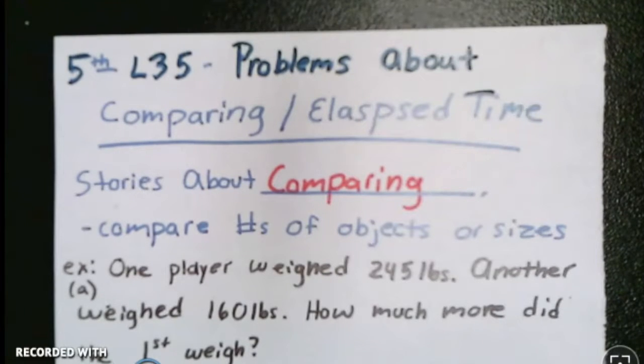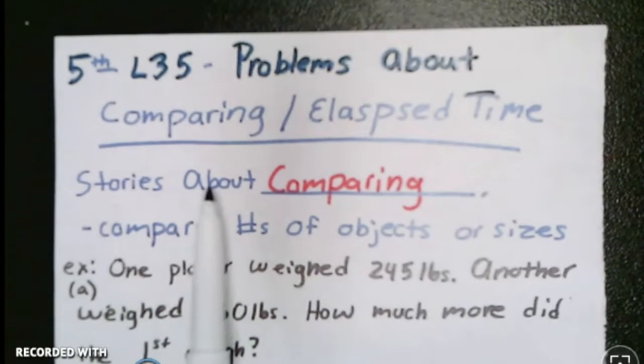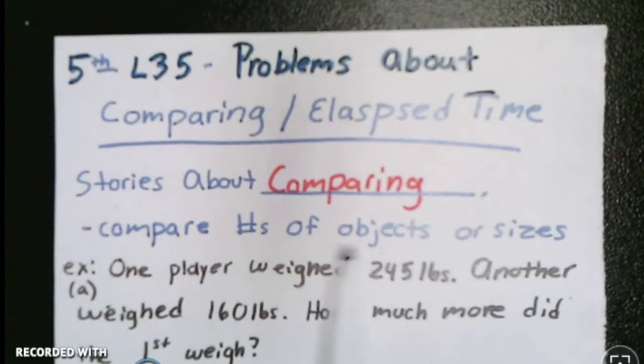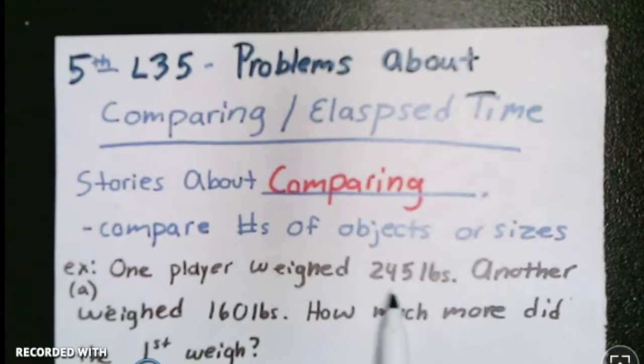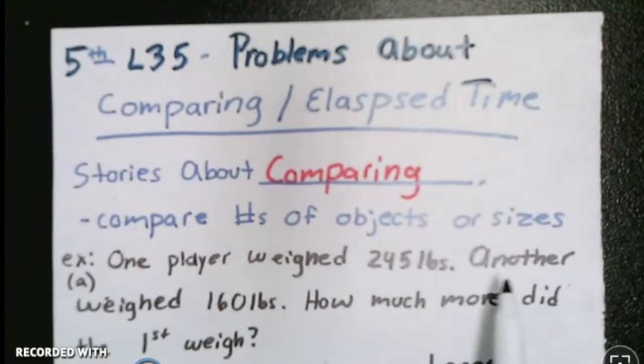Fifth graders, we're here with lesson 35 on problems about comparing and problems about elapsed time. So the first stories we're going to look at are stories about comparing. And these are stories where we compare numbers of objects or numbers of sizes. Here's the first example. One player weighed 245 pounds. Another weighed 160 pounds. How much more did the first player weigh?